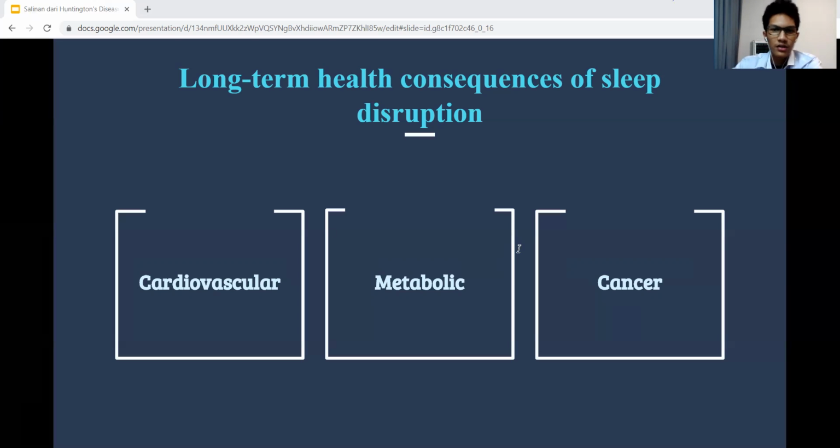So in short, the coexistence of obesity, elevated blood pressure, increased glucose levels, and low levels of high-density lipoprotein cholesterol all define the metabolic syndrome caused by sleep disruption, which manifests in both the brain and the peripheral organs.